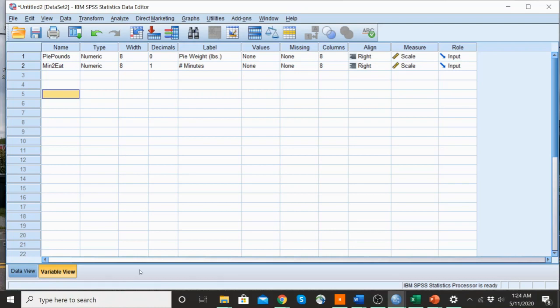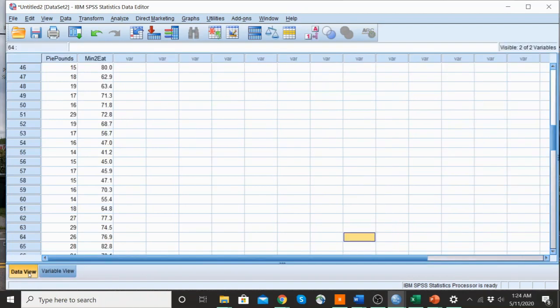What we're interested in finding out is if we know how much a pie weighs, can we figure out how long it should take someone to eat it? That's our basic research question. So let's look at our data, make sure it's in there. Yep, it sure is. We can see all sorts of things here.